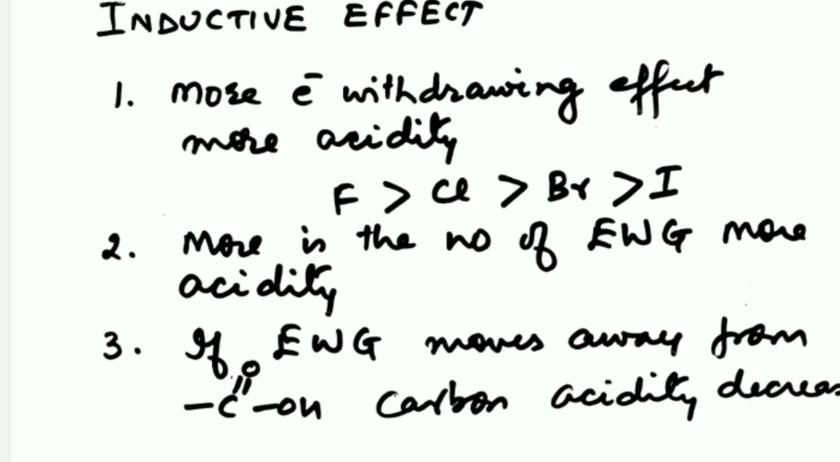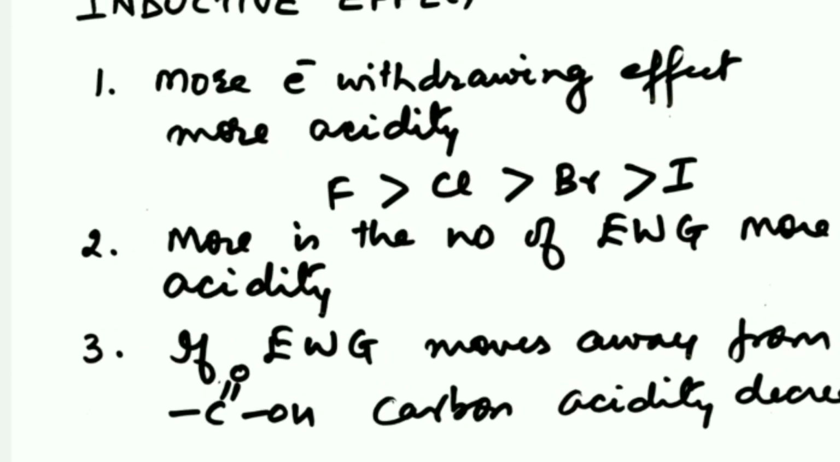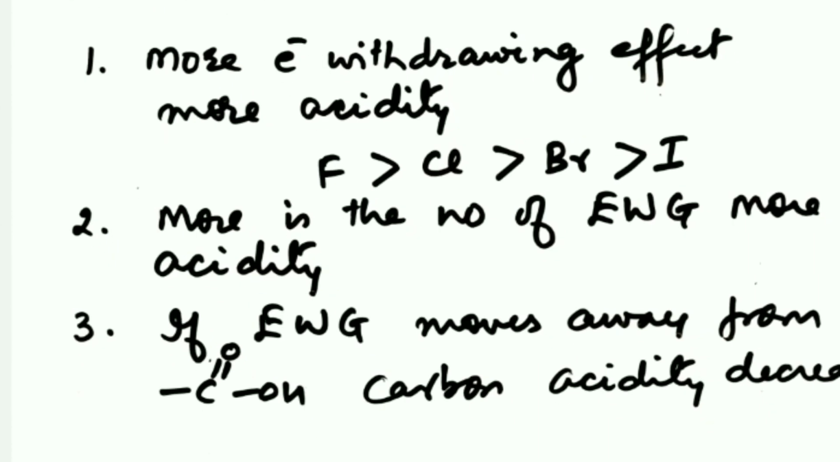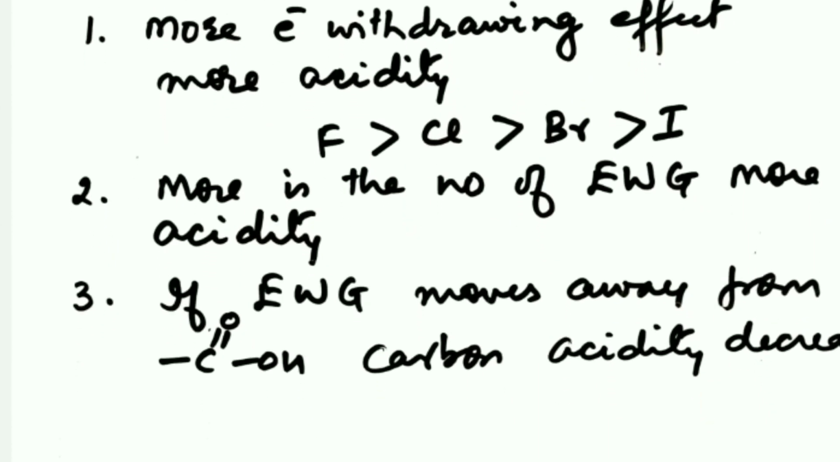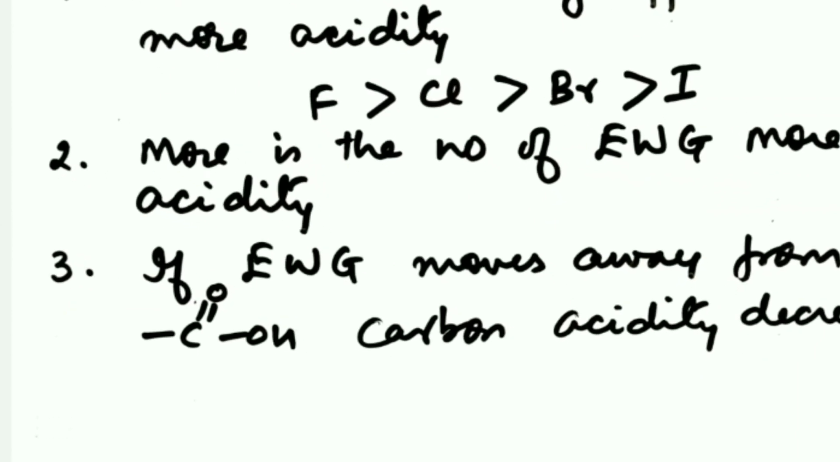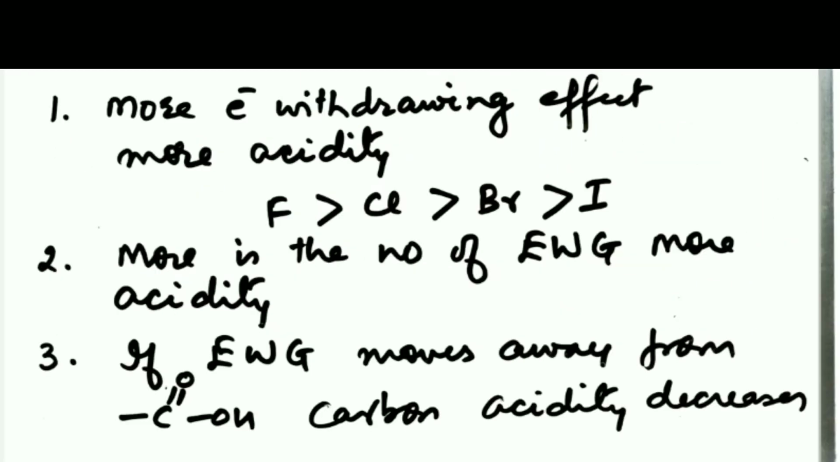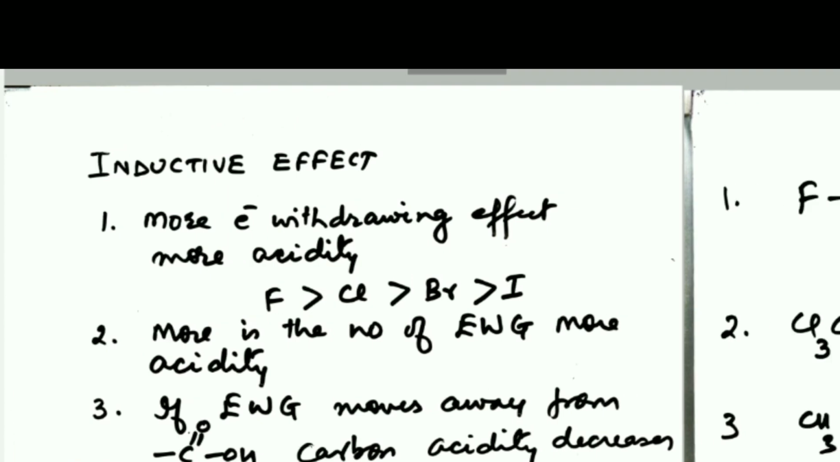Right? So number two is, the more the number of these groups. If there are 2, 3 or 1 of these electron withdrawing groups, they would obviously make it more acidic. So the more the electron withdrawing effect, and the more the number of these electron withdrawing groups, the more would be the acidity, and vice versa, of course. Then the third thing is, as the electron withdrawing group moves away from the carboxyl carbon, its electron withdrawing effect will decrease, and so will its acidity.